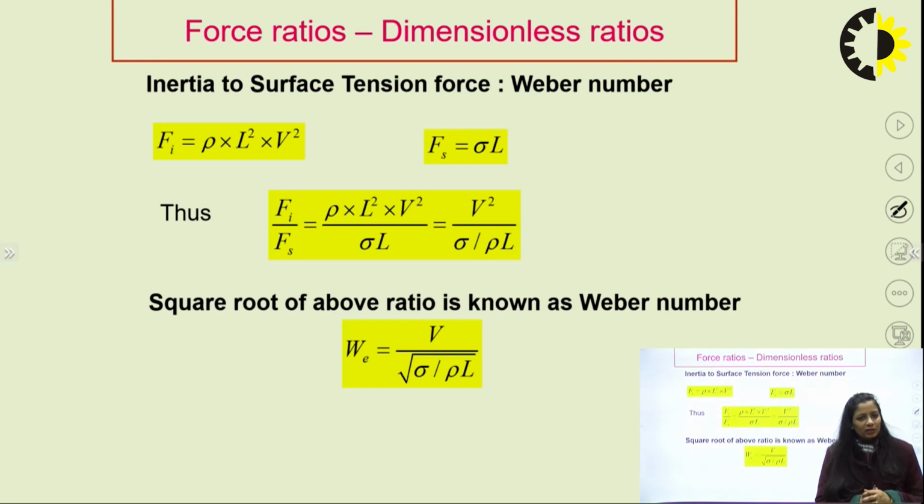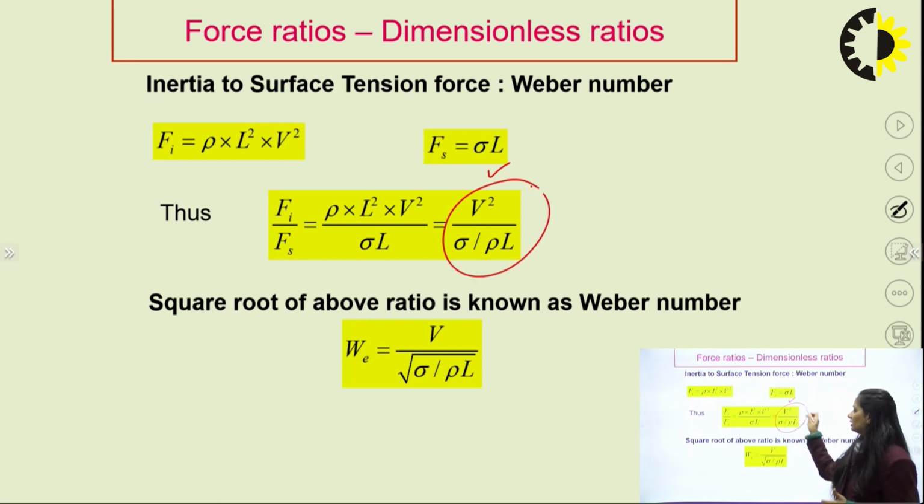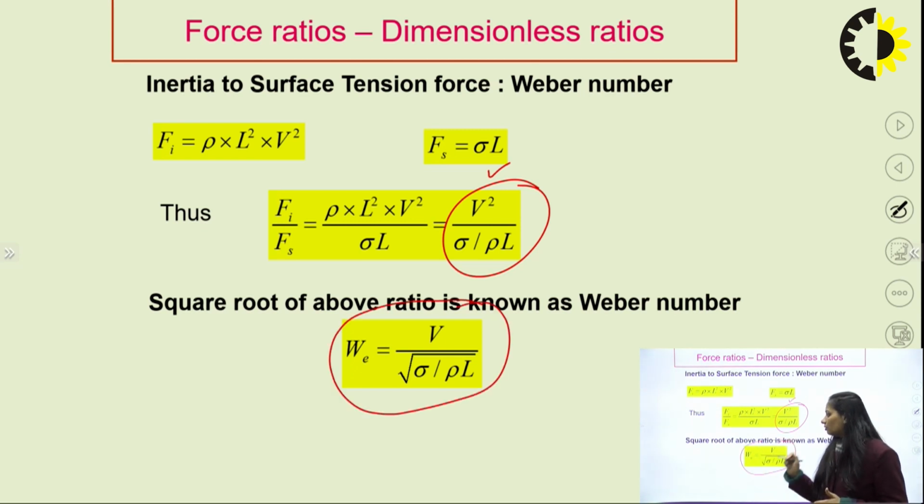The next is Weber number. Weber number is inertia force divided by surface tension force. How are we going to calculate surface tension force? It is simple: sigma multiplied by length, so Fs equals sigma multiplied by L. Just take the division and you get Weber number as V divided by root over sigma divided by rho L. This will be your final Weber number.